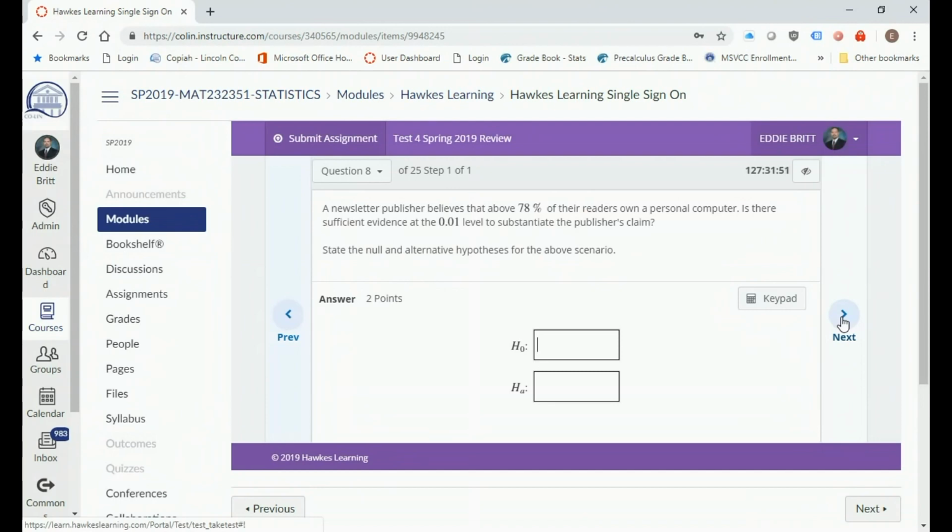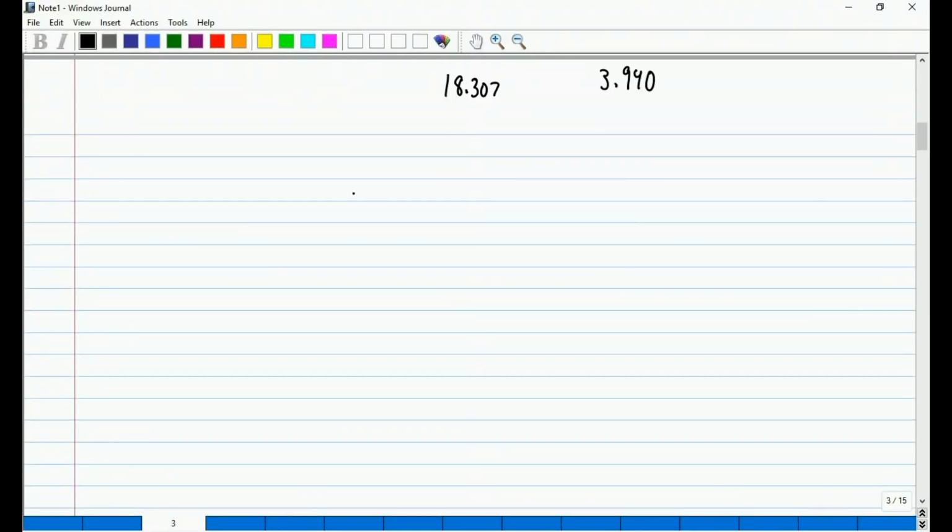All right, this is identifying the null and alternate hypothesis. So that's all I have to do on this problem. It says a news publisher believes that above 78% of the readers own a personal computer. So above 78%, 78% is a proportion. So it'd be P is greater than 0.78. So that's what above would mean. Now let's write the opposite of that. That will be P is less than or equal to 0.78. All right, the one that has equality, we're going to change that to equals. So we're going to make it P equals 0.78.